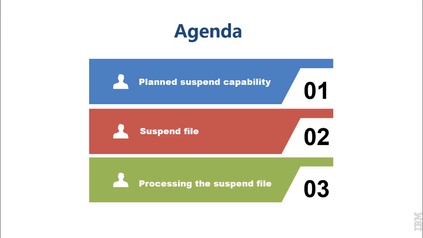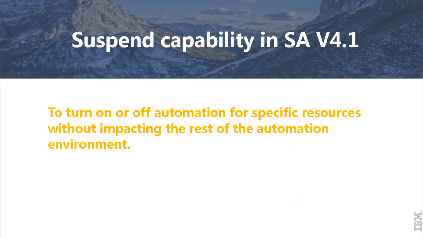In this video, you will learn the value of the planned suspend capability, what the suspend file is, and how it is processed. First, let's have a review of the suspend capability in general. The suspend capability means to turn on or off automation for specific resources without impacting the rest of the automation environment. This is a new feature in SA version 4.1.